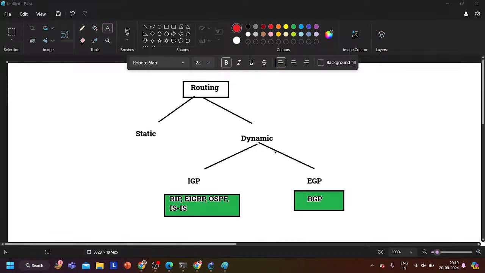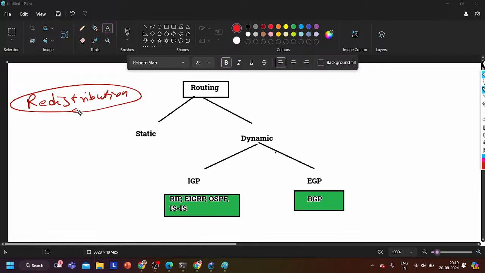Anyone? Why do we need a routing protocol between the AS? Of course, to exchange the routes, for communication between different organizations. Very good. But between different organizations, we can perform redistribution as well. Is there anyone who knows the disadvantage of redistribution, guys?